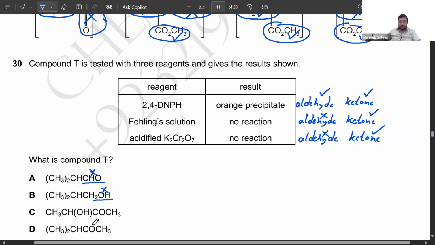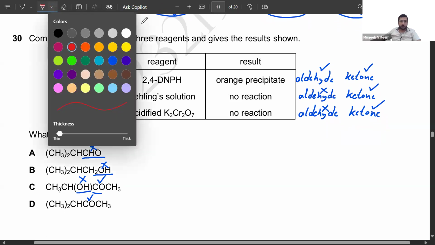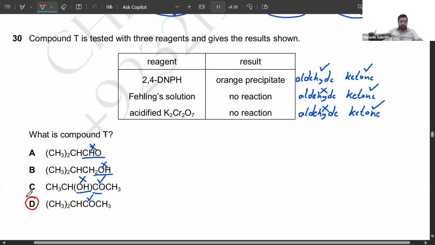Option C says that it has two groups. It has an alcohol group and a ketone group. So the ketone group is right, but not the alcohol group. It would not be there. So that's also incorrect. Now option D says it contains only one functional group, that is a ketone group. So yes, a ketone is a compound which can give all these three results. So that's why the correct option becomes option D.